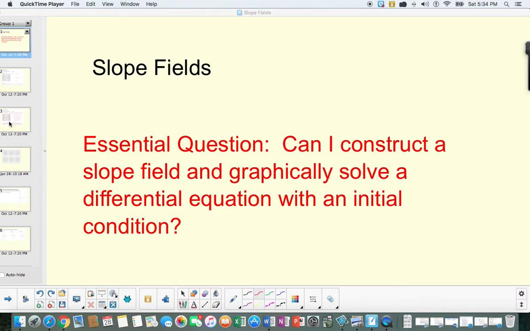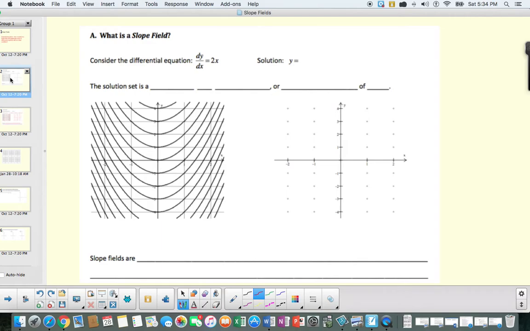Slope fields, essential question: Can I construct a slope field and graphically solve a differential equation with an initial condition? What is a slope field? Well, first let's start with a differential equation.